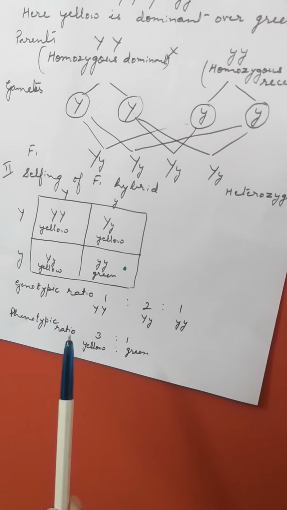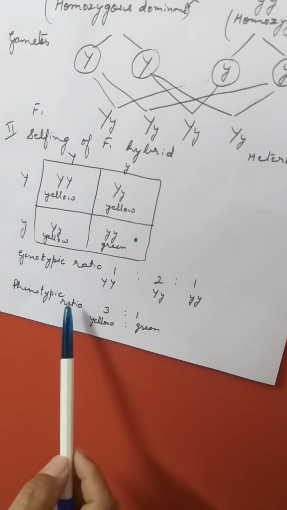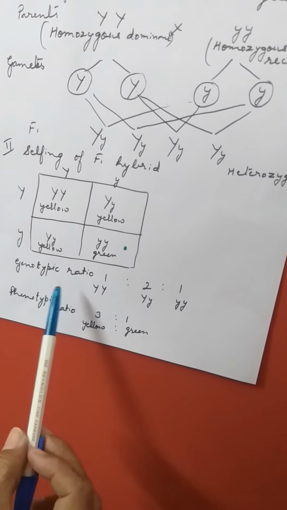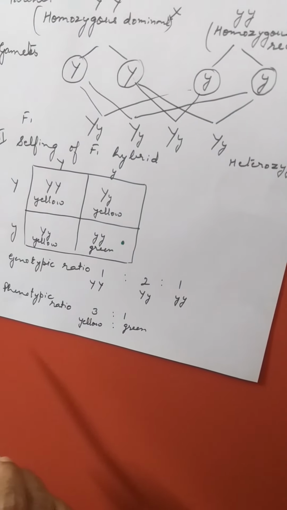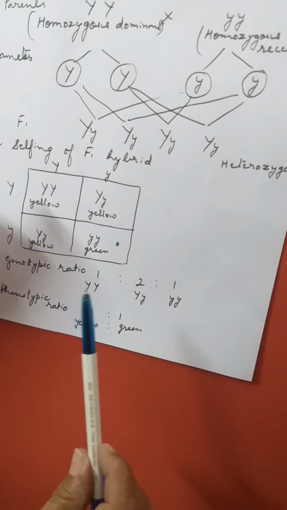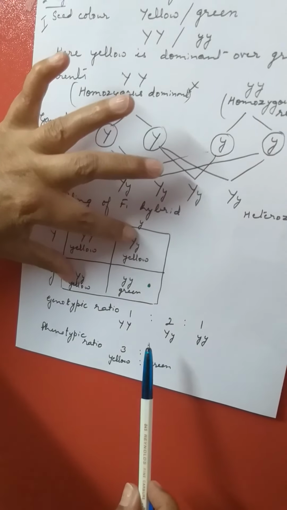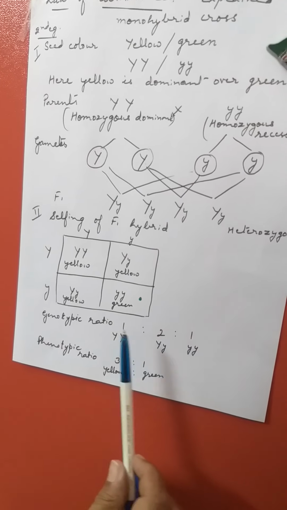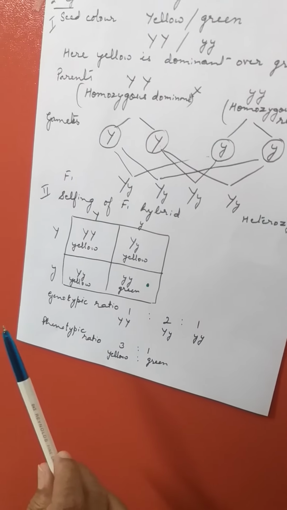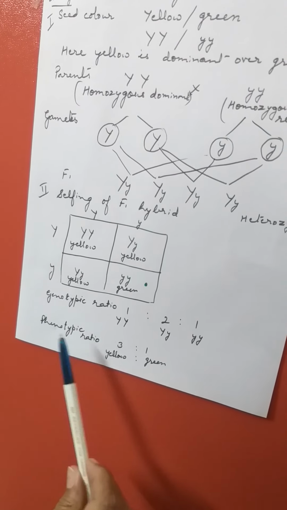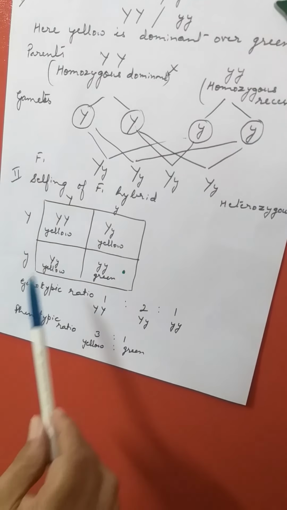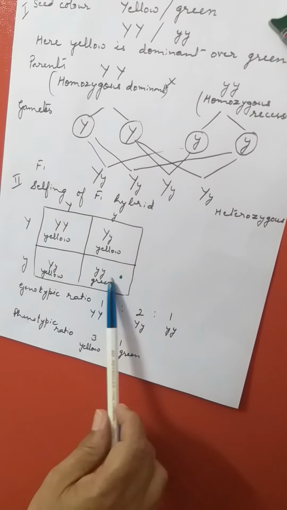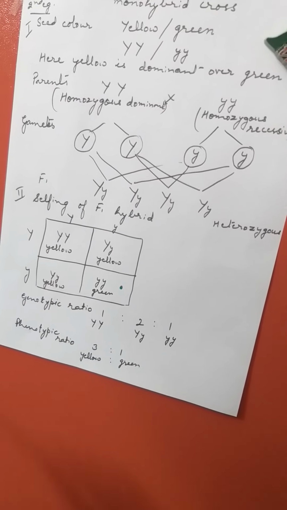Now we make the ratios. We have two types of ratios, genotypic ratio and phenotypic ratio, which I just discussed. In the genotypic ratio, the genetic constitution of the individuals is taken, and we get 1 capital YY, 2 capital Y small y, 1 small yy. So the ratio is 1 is to 2 is to 1. In the phenotypic ratio, we only see the external appearance. Externally, we have 3 yellow and 1 green. So this is the phenotypic ratio.